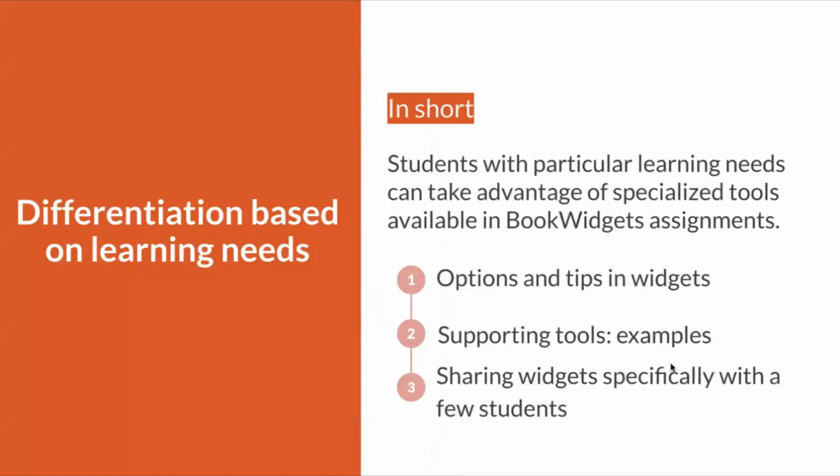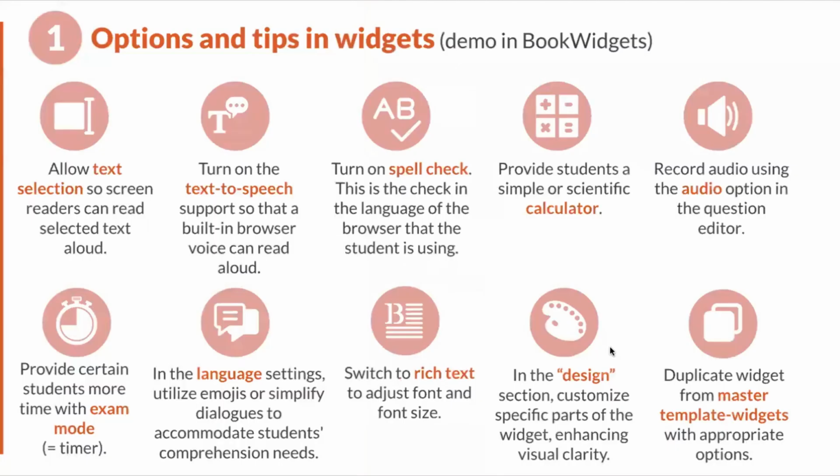All right, let's take a look at differentiating based on learning needs. There are some very specialized tools within BookWidgets that will help you and your students. So let's take a look at those examples. You can allow text selection, so students using screen readers can read selected text aloud. You can turn on text to speech support so that a built-in browser voice can read aloud to your students. You can turn on spell check. You can also provide a calculator.